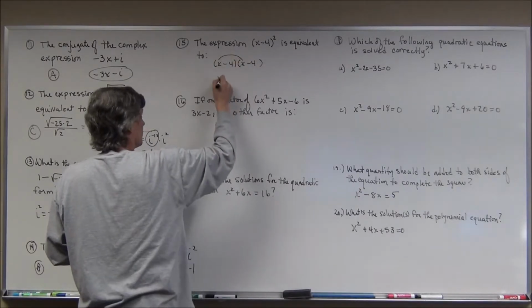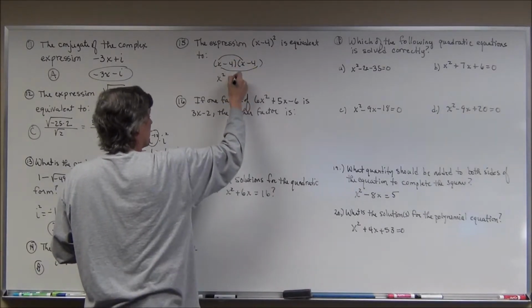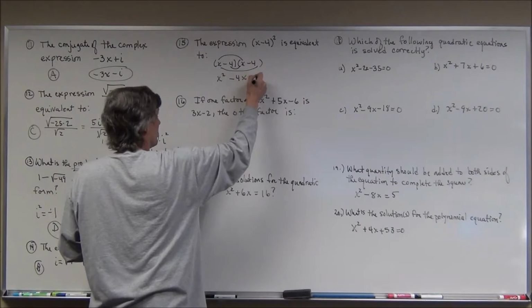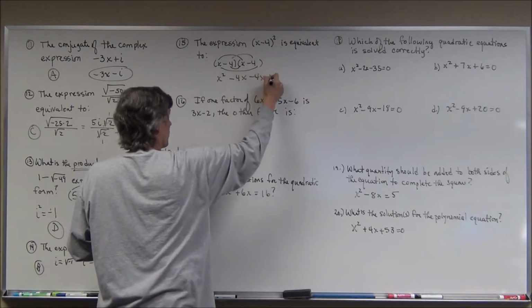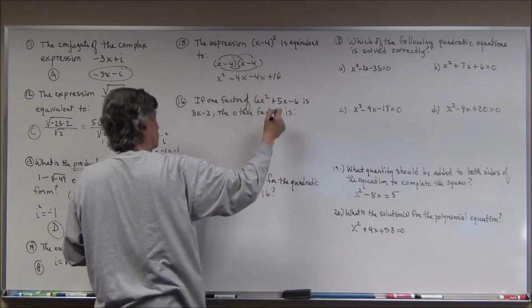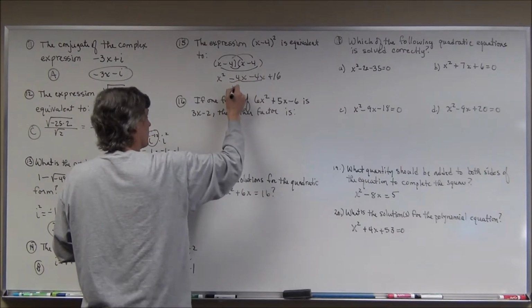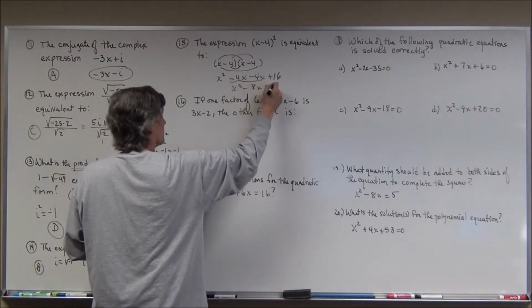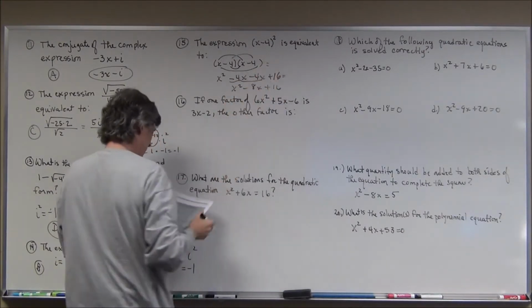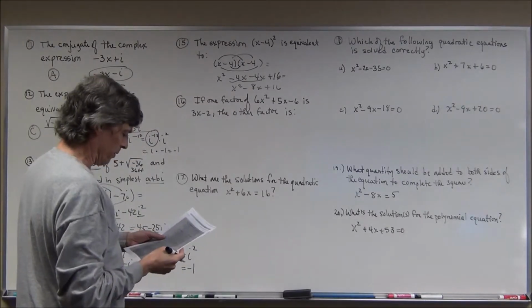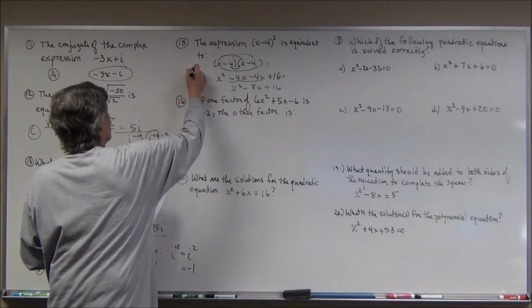Or you can write it twice, that's x squared minus 4x minus 4x plus 16. Combine your like terms, I have x squared minus 8x plus 16. And that matches up with one of the answers, I hope, and it looks like answer C.